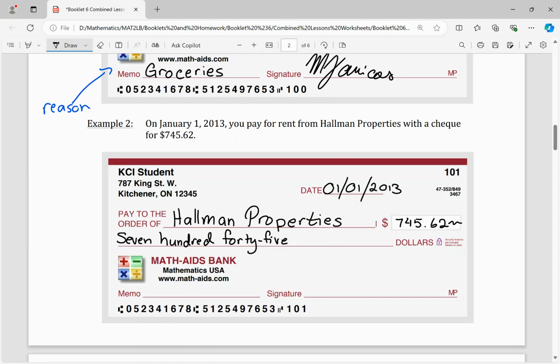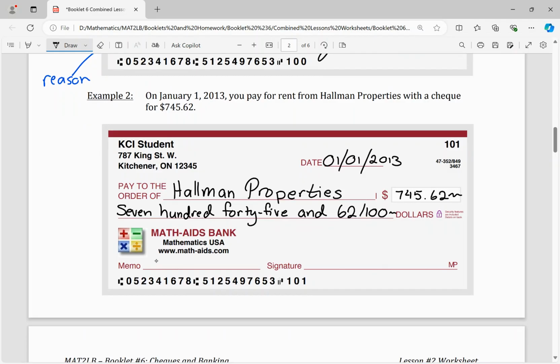And then when you're ready for your cents, you write the word "and" and then you write the cents as a fraction. And that fraction is always out of 100. Now, I used all my space, so I don't need a line, but if you didn't, remember, include a squiggly line. Okay, memo is our reason. Our reason is rent. And signature is just your own signature at the end.